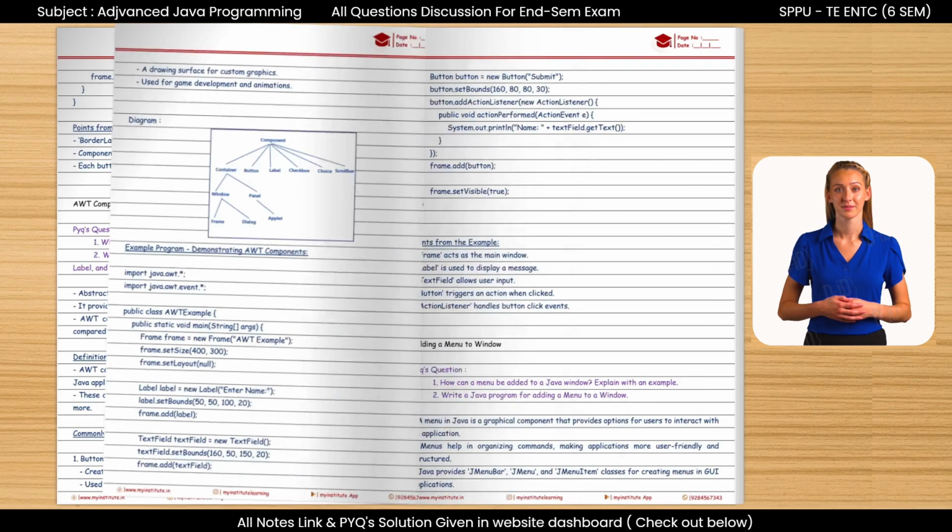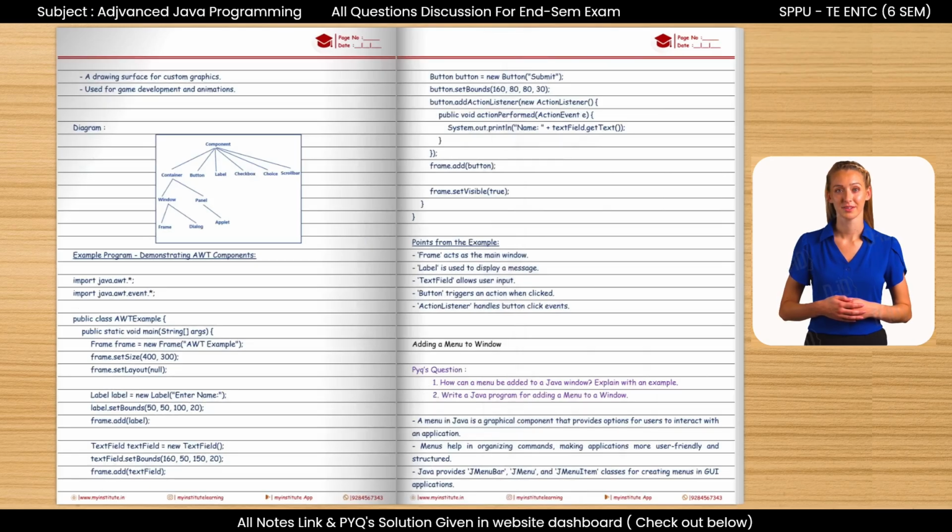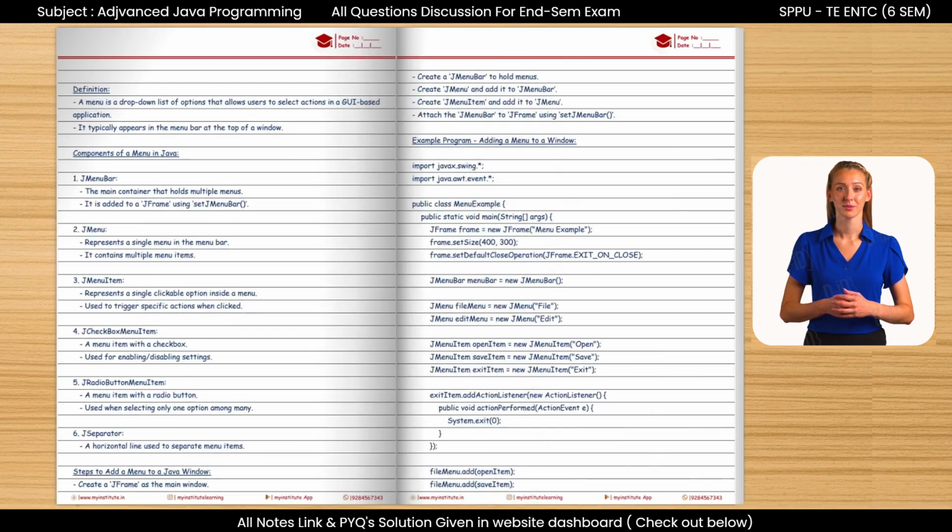Now let's move on to our next topic, which is adding a menu to a Java window. From this topic, we can expect the question like, how can a menu be added to a Java window? Explain with an example. Menus in Java are created using the JMenu class in Swing. A menu typically consists of a menu bar, menu items, and submenus. For example, in a word processor, the file menu contains options like open, save, and exit. Using the JMenuBar and JMenu classes, we can easily add menus to Java applications.